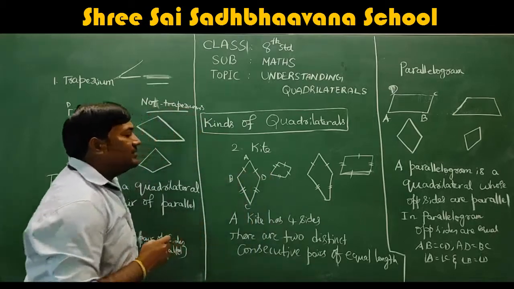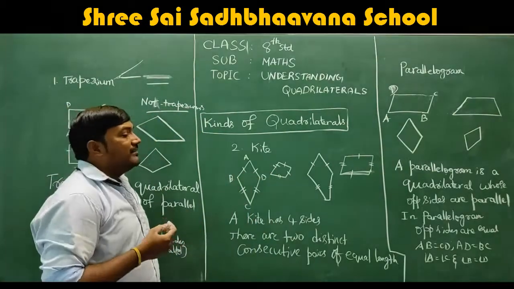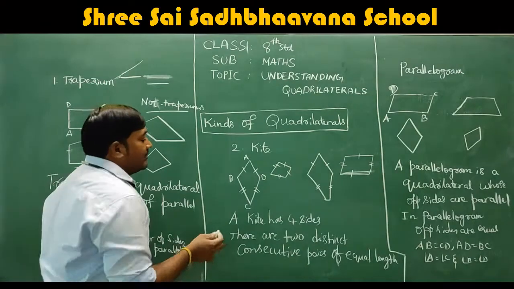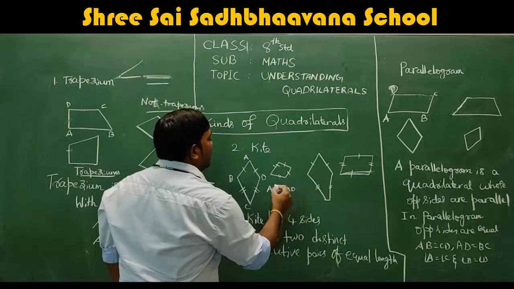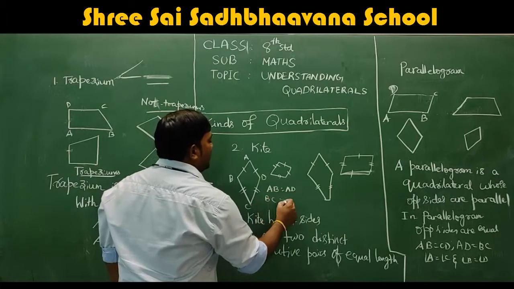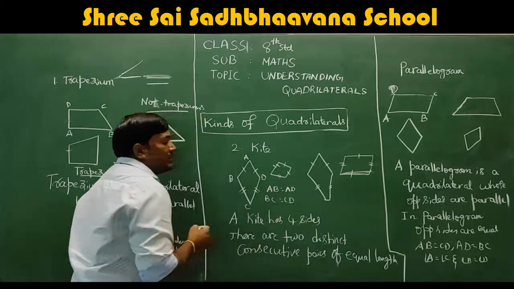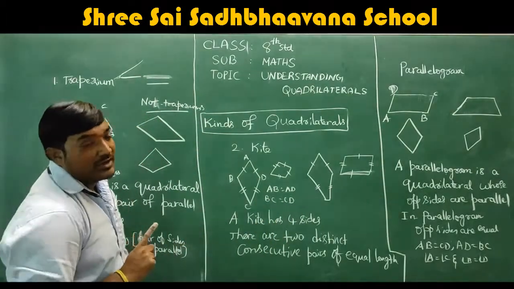If I consider this kite and the name of the kite is ABCD, then according to this property, AB should be equal to AD and BC should be equal to CD. Correct? This property should be satisfied.